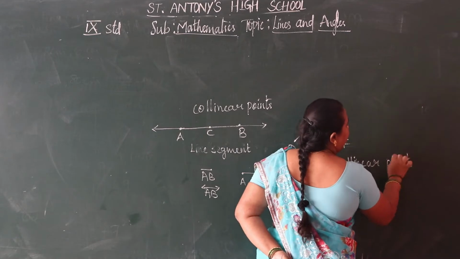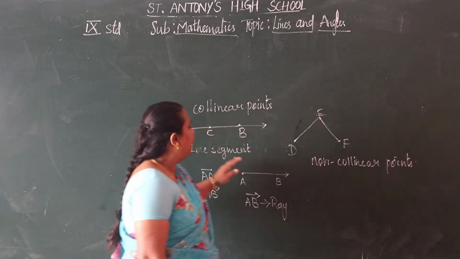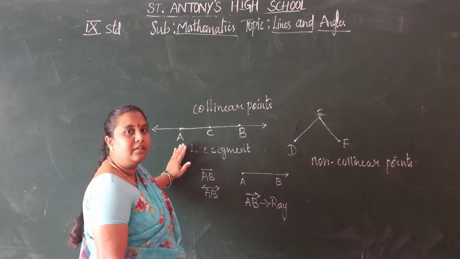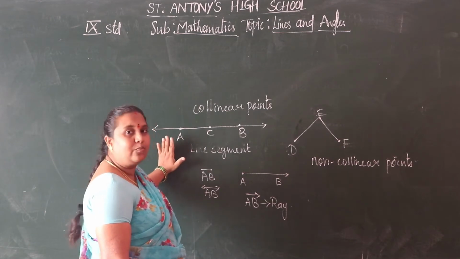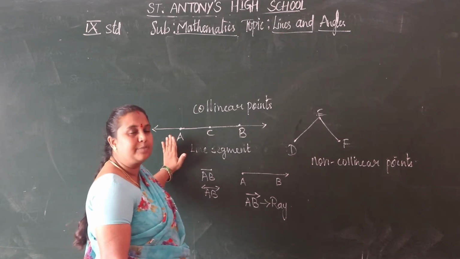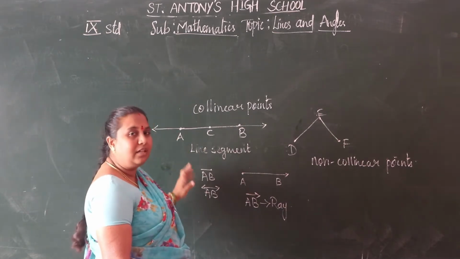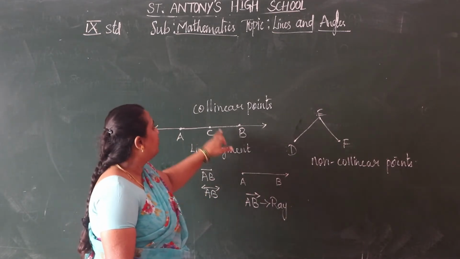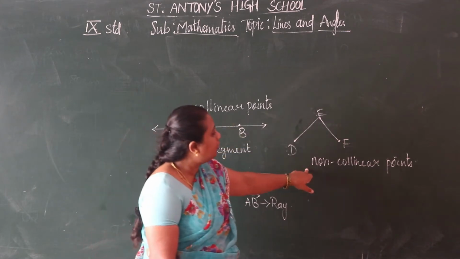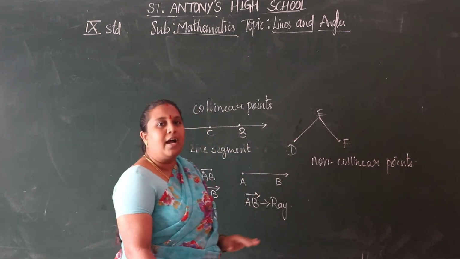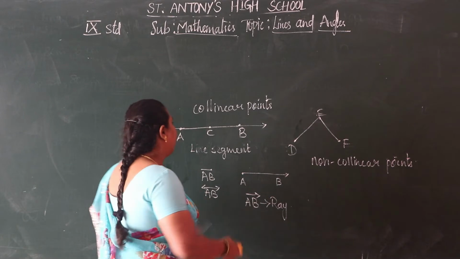Non-collinear points. Then we move on to angles. In lines we have this many concepts and terms: line segment, line, ray, collinear points and non-collinear points. Now we move on to angles.